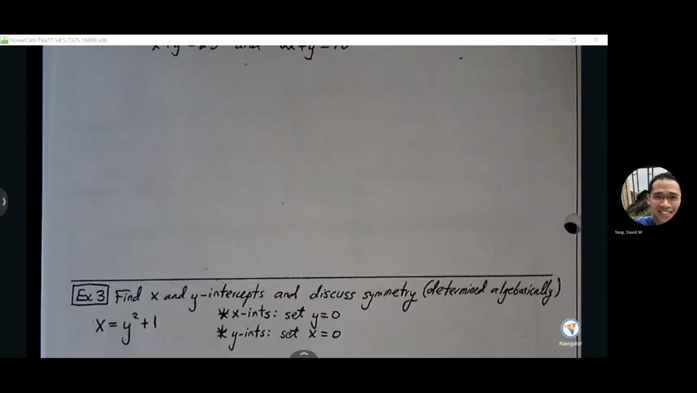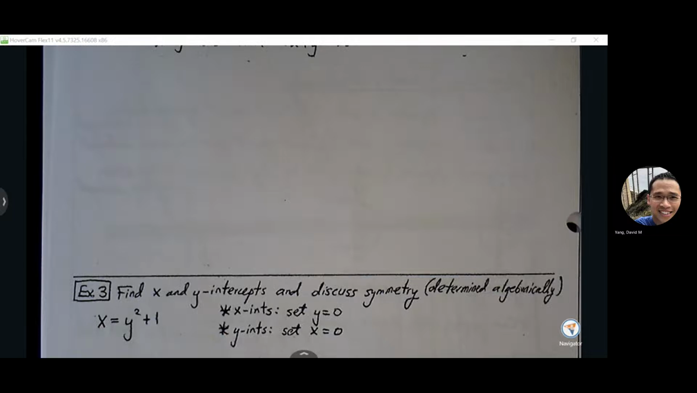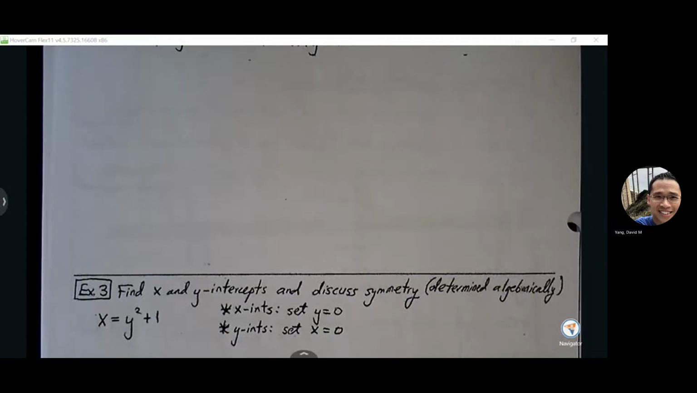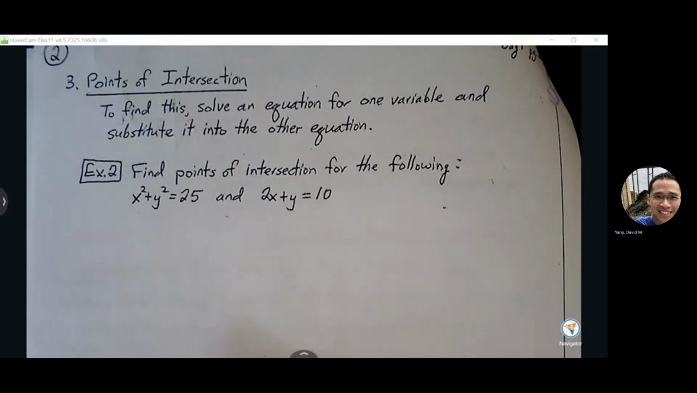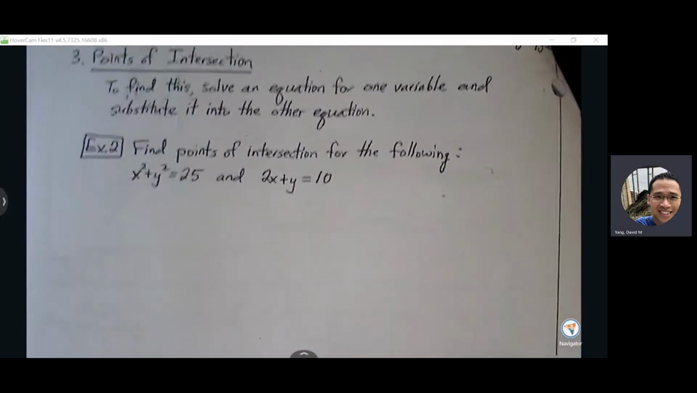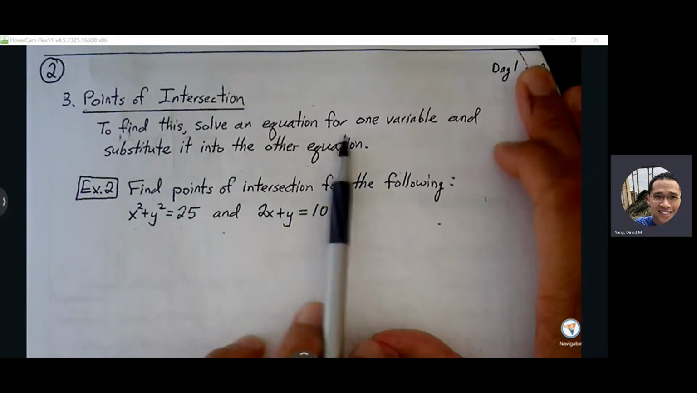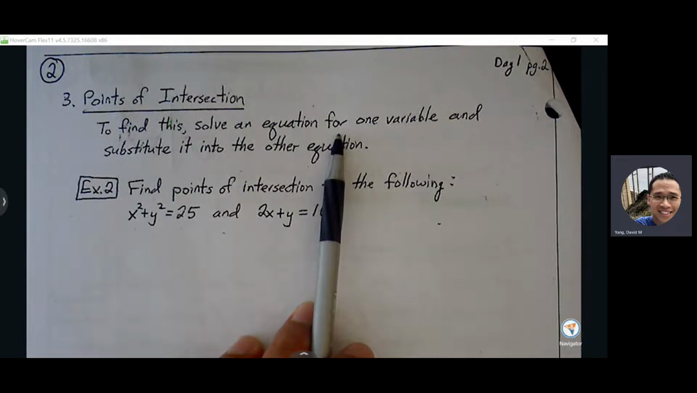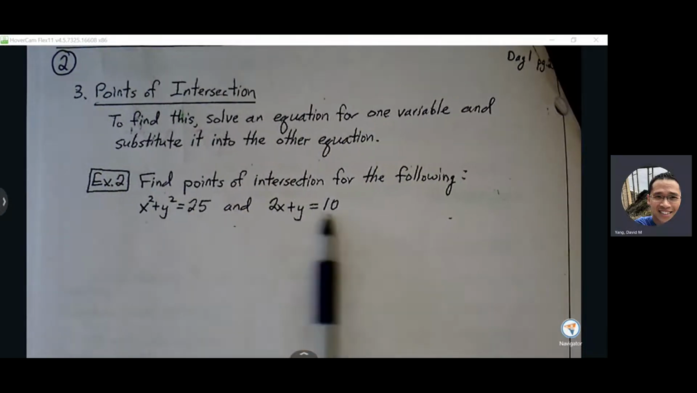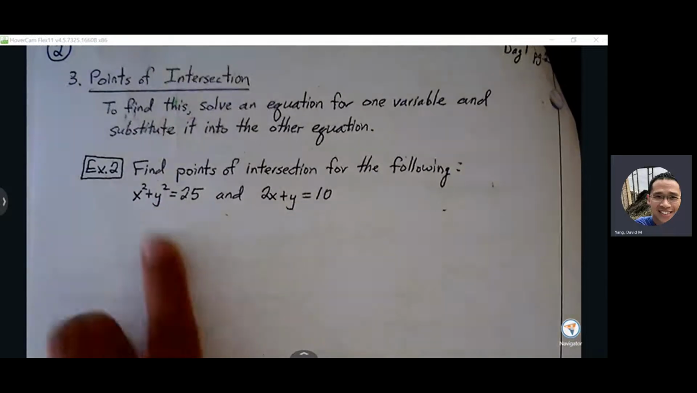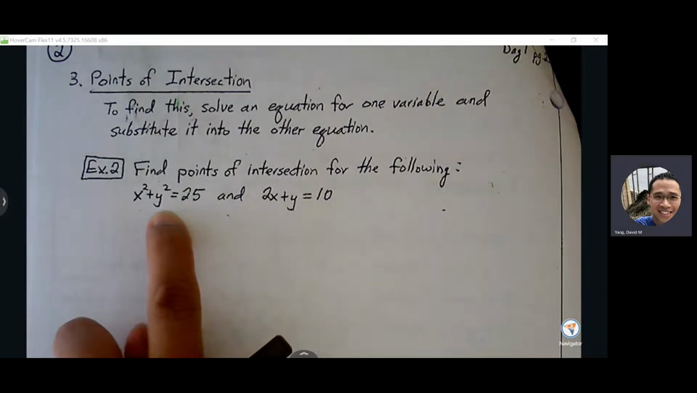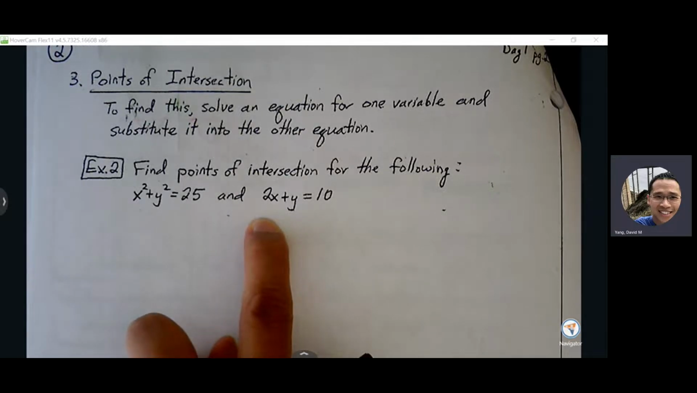All right, next page. All right, points of intersection. So to find this, basically, if we want to find where two graphs intersect each other, we can solve an equation for one variable and substitute into the other equation. Okay, so find the points of intersection for the following. X squared plus y squared equals 25, and 2x plus y equals 10.